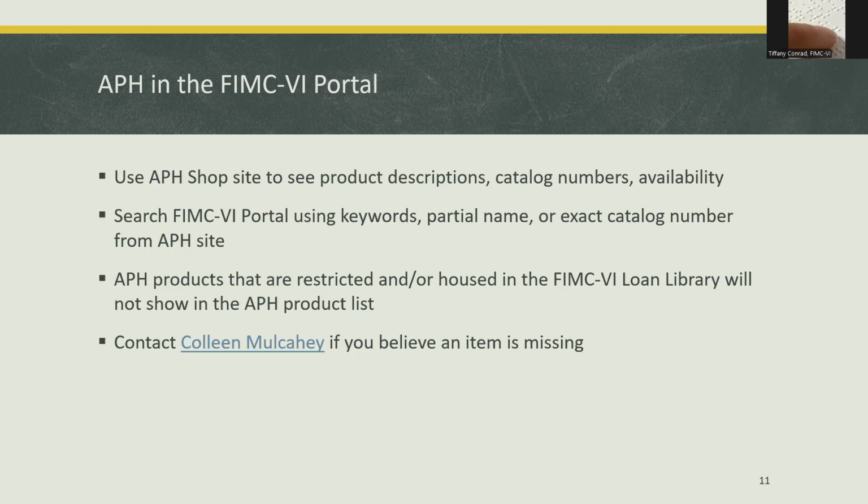You may know that we have APH products that we don't currently allow you to order from APH, but you're allowed to borrow them out of our loan library. So this system will be the same. It'll just be more obvious what's available where, because you can see our actual inventory. So the APH products that we don't allow you to order from APH that are restricted or in our loan library are not going to show in the APH product list. You're going to go over to the loan library side to request those things.